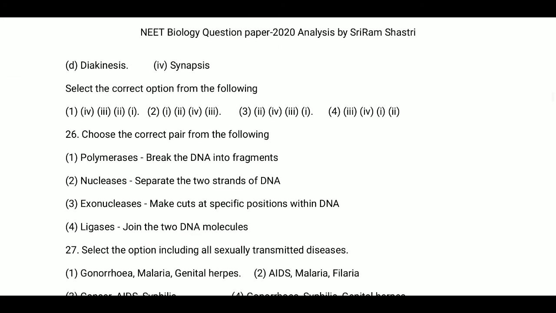Then choose the correct pair from the following. Polymerases break the DNA into fragments. Nucleases separate the two strands of DNA. Exonucleases make cuts at specific positions within DNA. Ligases join the two DNA molecules. Select the option. Okay, let's select from this first. 26th question. The right answer is fourth. Ligases join the two ends of the DNA molecules.